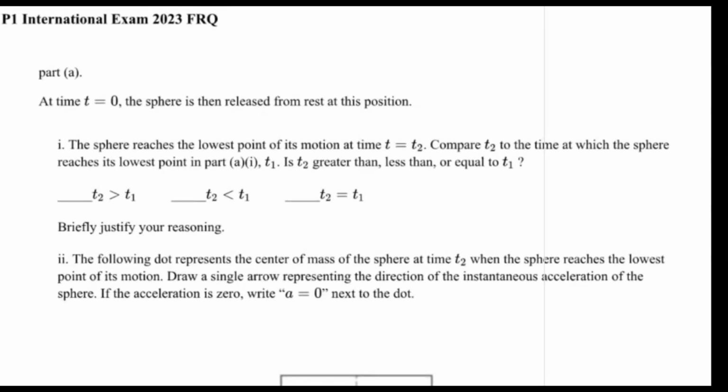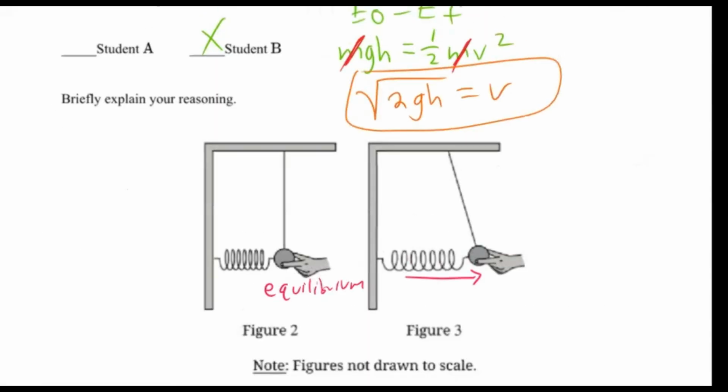And let's see what the question says. At time t equals 0, the sphere is released from rest. The sphere reaches the lowest point. The lowest point, we know that's where all of its energy is kinetic energy of its motion, at t equals t2. Compare t equals t2 to the time at which the sphere reaches its lowest point in the previous part A, t1. Is t2 greater than, less than, or equal to t1?